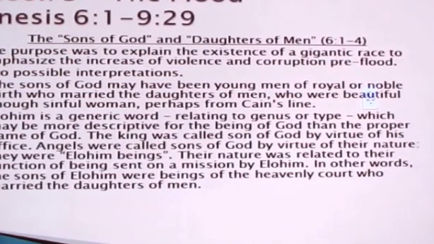The other possible interpretation is that Elohim is a generic word relating to a genus or type, which may be more descriptive of the being of God than the proper name of God. The king was called Son of God by virtue of his office. The same with us, we are called sons of God. We, from his work. Sons of God. You're a son of God, actually.